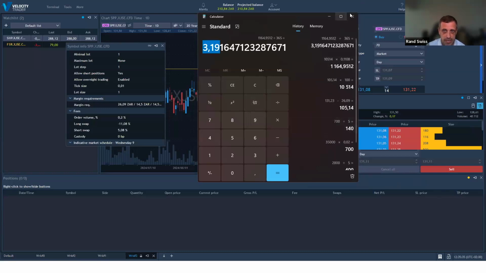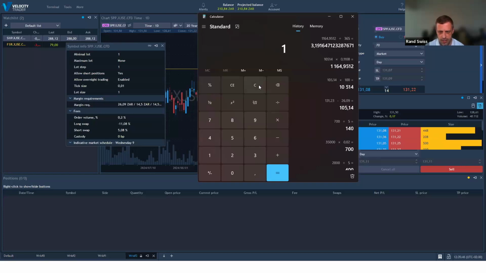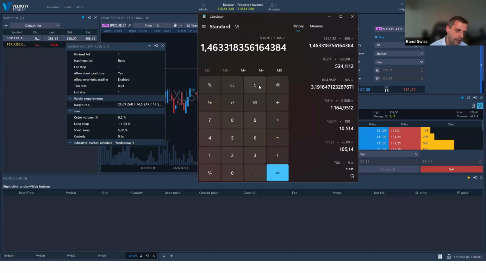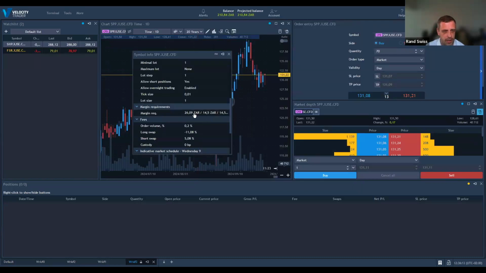The only difference being that with short positions, you actually earn interest. So if we go back to that amount, 10,514 times 0.0508 divided by 365. So for every day the short position is open, you're going to actually earn 1 Rand 46 instead of paying the interest. But yeah, so that's the interest.